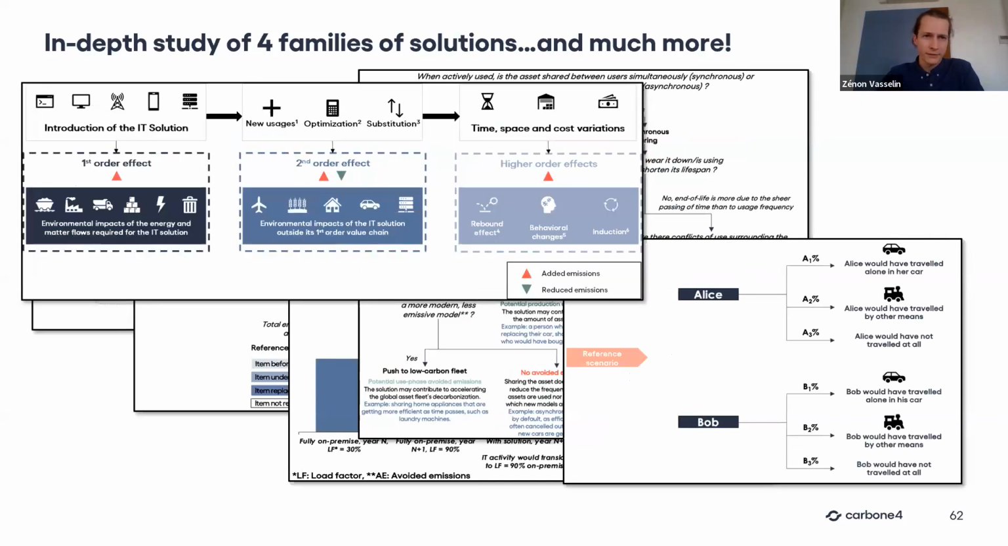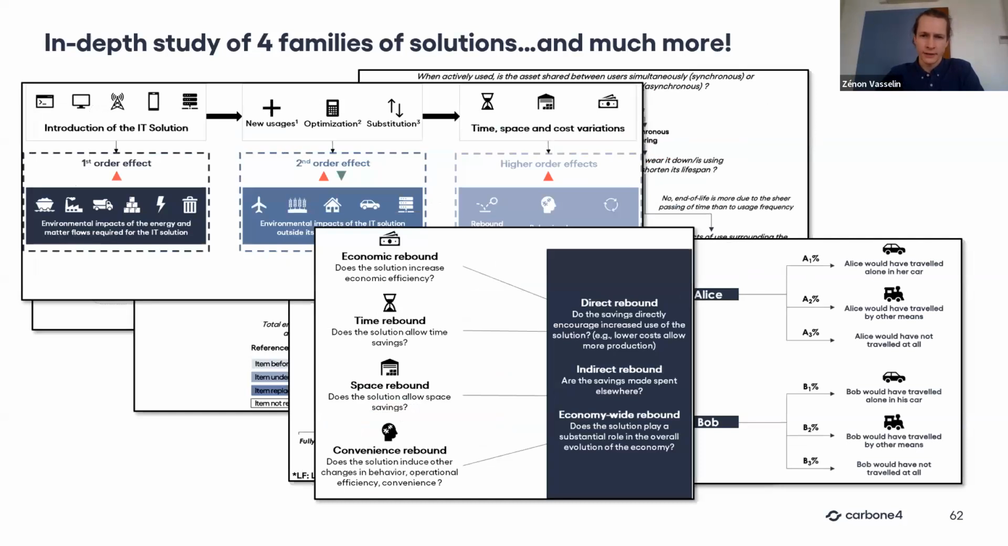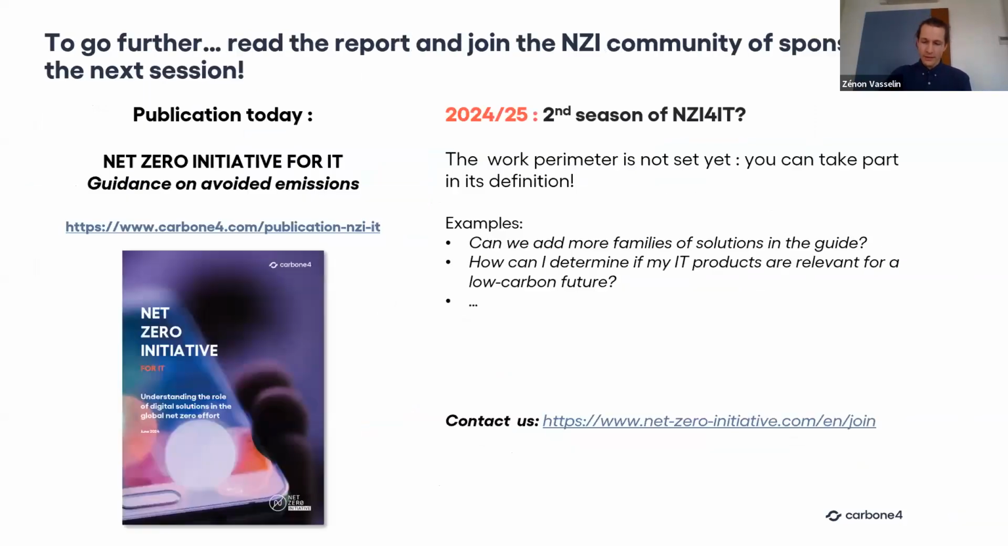We've also detailed things for rebound effects, higher order effects, and so on. All of this to provide companies with qualitative and rigorous methods for their avoided emissions assessments. That's incredible. So definitely read the report to go further. And you can also join the community. Maybe you want to be a sponsor of a potential season 2 of Net Zero Initiative for IT. Then, of course, feel free to contact us.